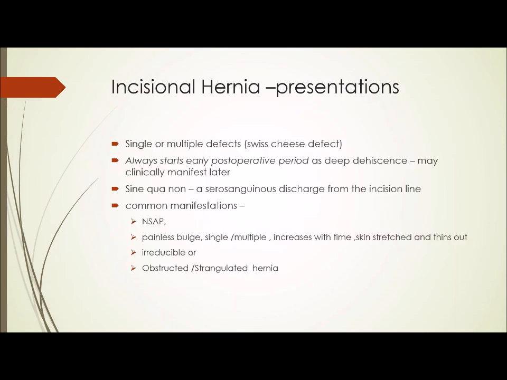Okay. So what are the presentations? Most common is a single defect, very well, no problems. But remember, even when you're doing an incisional hernia repair, always be careful to see whether there's another defect or not. More often than not, you will have another defect either below or behind or whatever. So remember one thing, in most of these cases, always look for multiple defects. One was the Swiss cheese defect. It always starts in the early post-op period. We all talked about that, right?